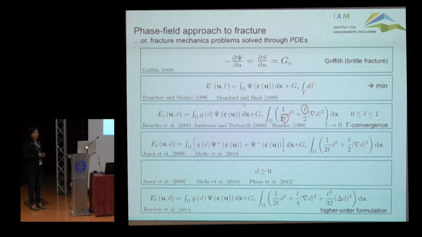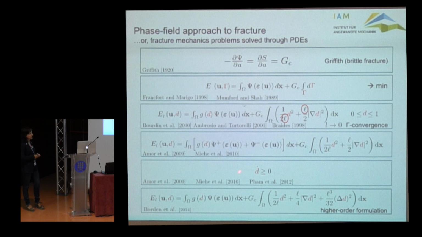But this is not the final recipe yet, because one needs to ensure that cracking occurs under tension and not under compression. So a very important ingredient was introduced shortly later, and it consists of a split of the elastic strain energy density in the first integral into two components, a positive component and a negative component. This was proposed by Amor, Marigo and Maurini in 2009, and also by Professor Miehe in 2010. They performed the split in different ways. I will again come back to this aspect later.